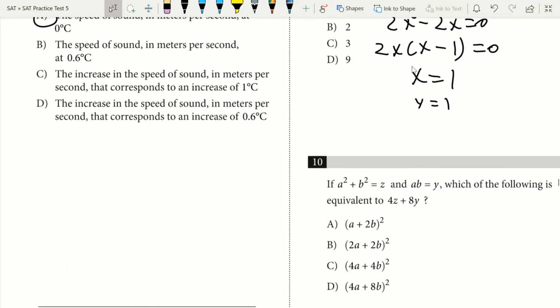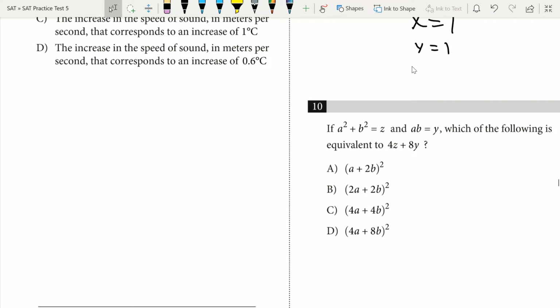Alright, question 10. If a squared plus b squared equals z and ab is equal to 9, which of the following is equivalent to 4z plus 8y? Well, if z is a squared plus b squared, I'm going to do 4a squared plus 4b squared when I plug that in for z. And then I have 8 times y. It says y is ab, so I'm going to have plus 8ab. I just find which equation gives me that.